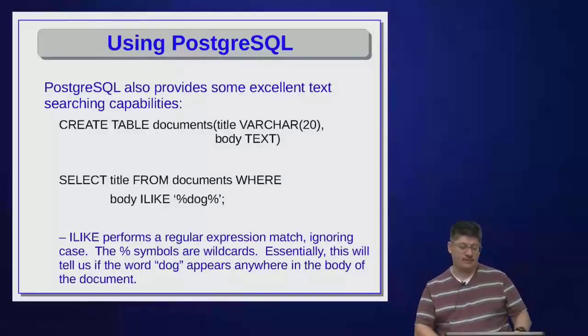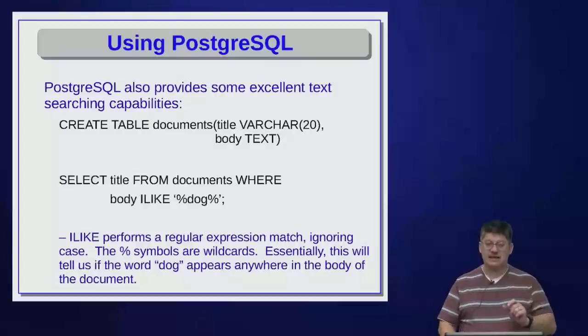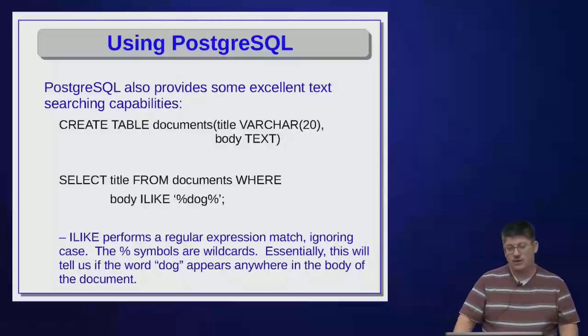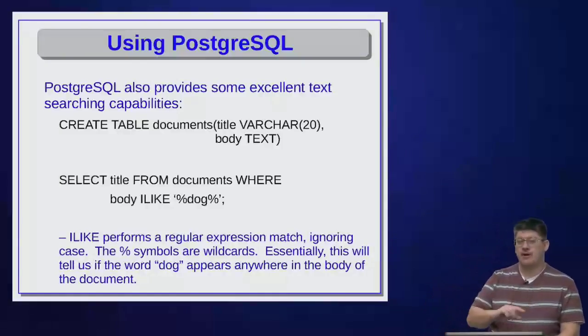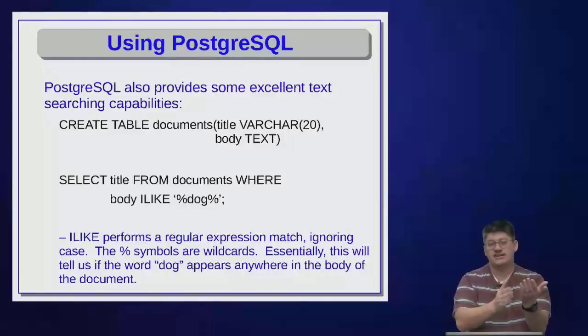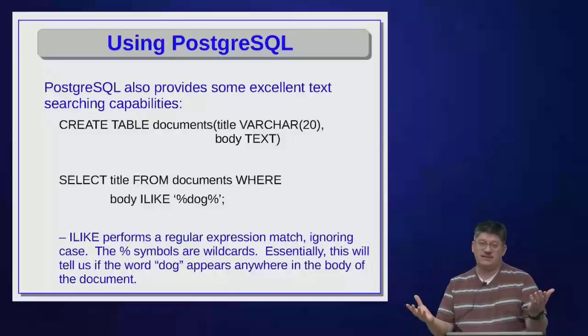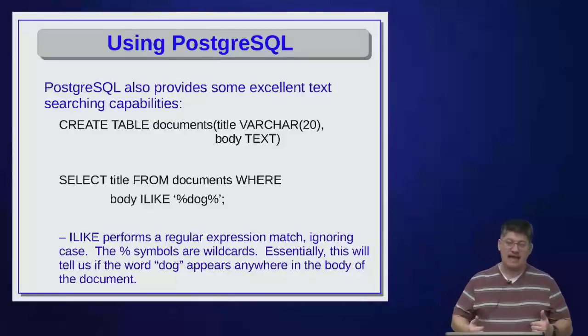I don't want to print out the whole thing. From documents, where, and then I could say body ILIKE, and in single quotes I'm going to say %dog%. What's going on here is that ILIKE is going to search through the body for strings that match this regular expression, %dog%. Percent is a wildcard that means anything, so anything followed by the letters DOG followed by anything. So if that body has the word dog in it anywhere, it's going to match.